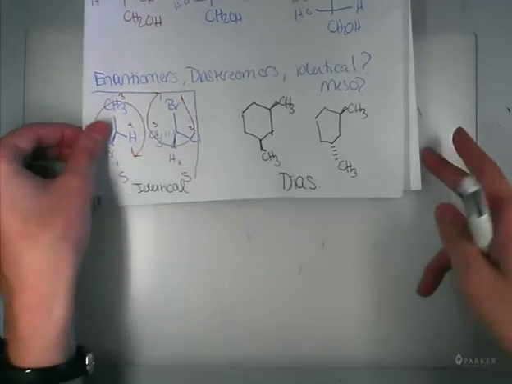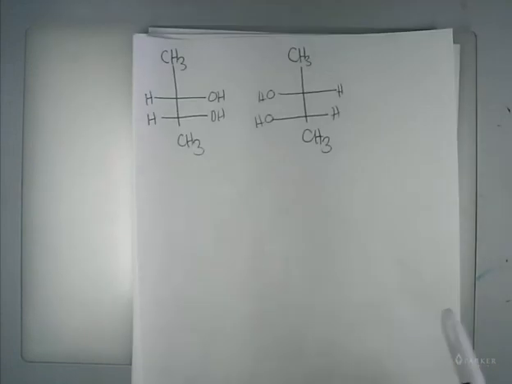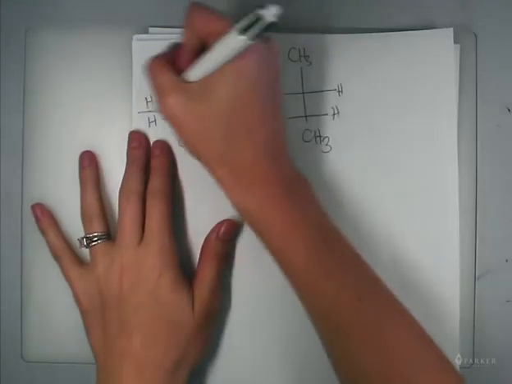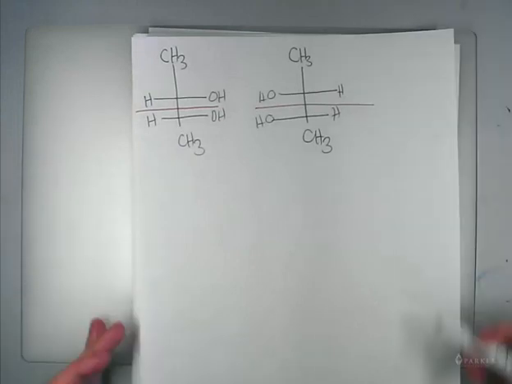Then I drew another one here. What is this one? First of all, are these meso? Yes, because you see the plane right here and right here. Okay? Now look at it further and tell me what you see.